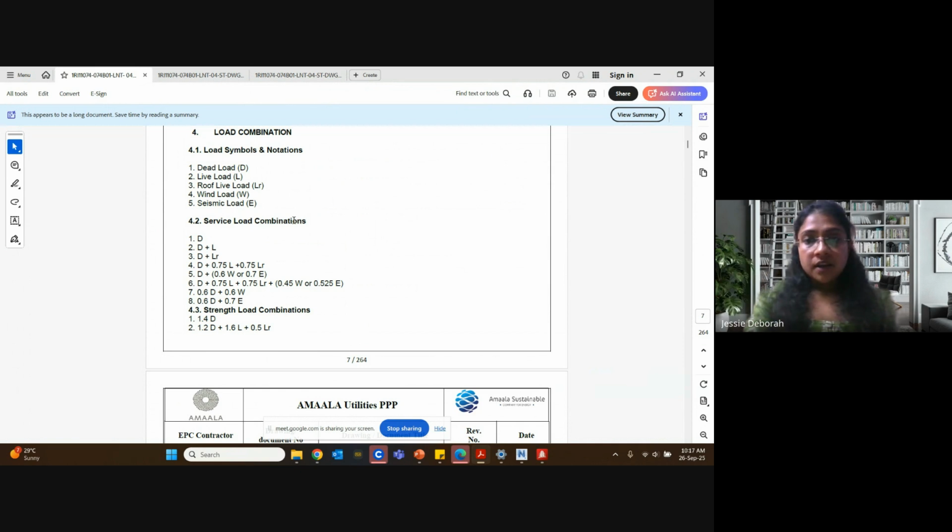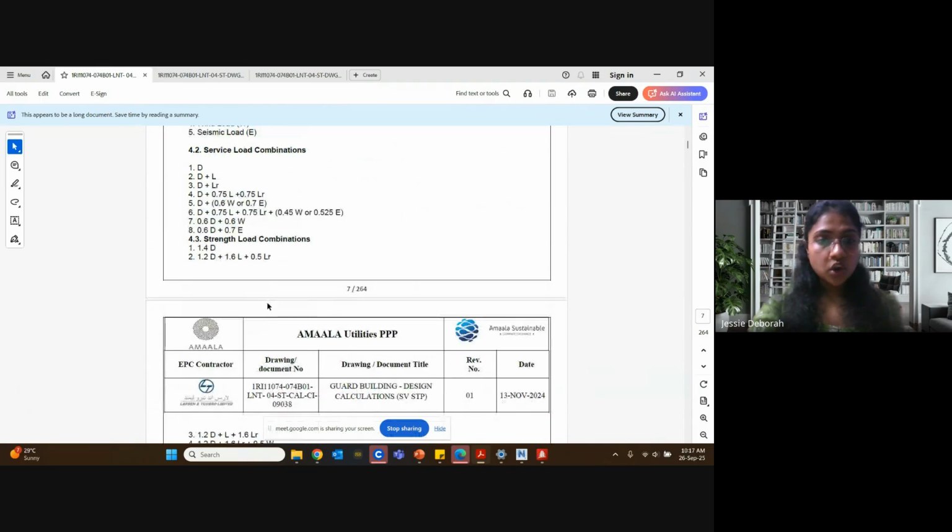Okay, so in your ultimate limit state, what you do is you consider, see if you see here, in the load combination you know, here it is the actual load. Whatever the actual load is.